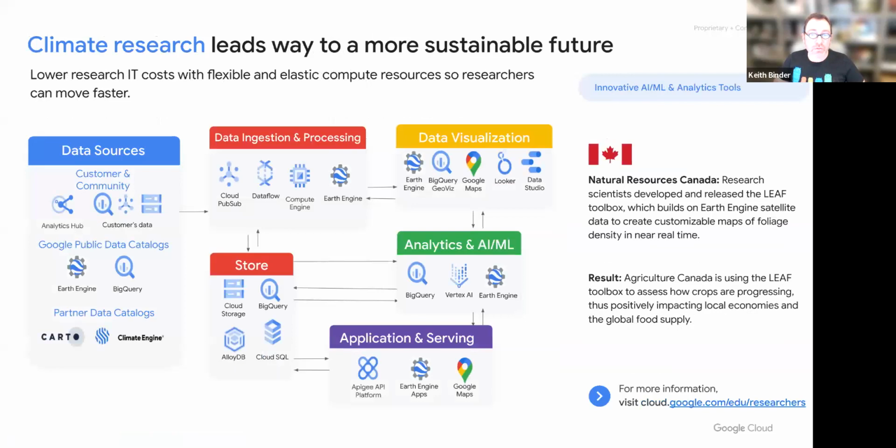And with Natural Resources Canada, they decided to take advantage of our Earth Engine platform, which has a vast amount of data sets. And they augmented the data sets with Earth Engine to create a platform for their end user to understand, in this context, the foliage in real time. And not only did they augment that data set, they contributed that data set back to the public in regards to our public data set program.